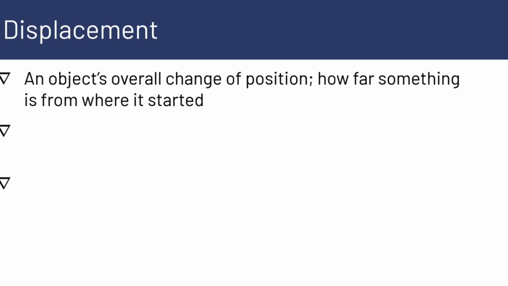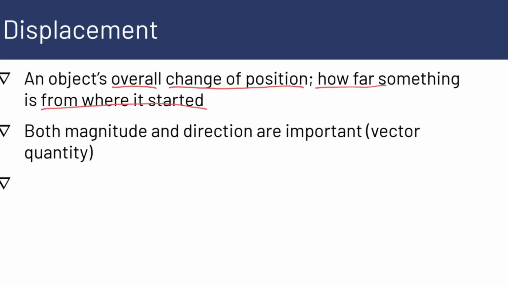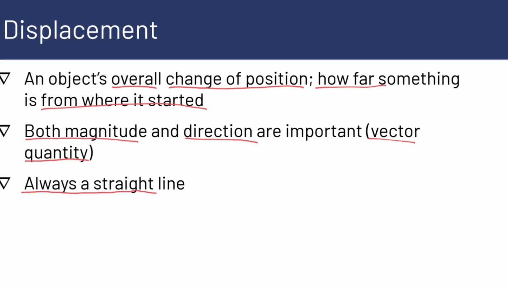So what's different between distance and displacement? So displacement is an object's overall change of position. So how far something is from where it started. So displacement includes both magnitude and direction. So displacement then is a vector quantity as opposed to distance, which is a scalar quantity. And displacement is always a straight line.